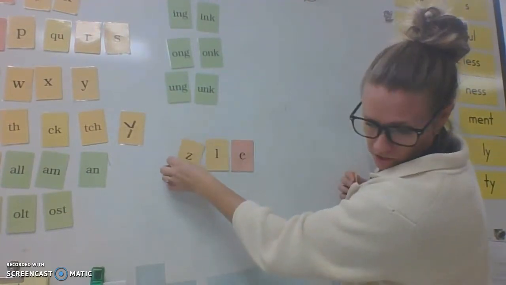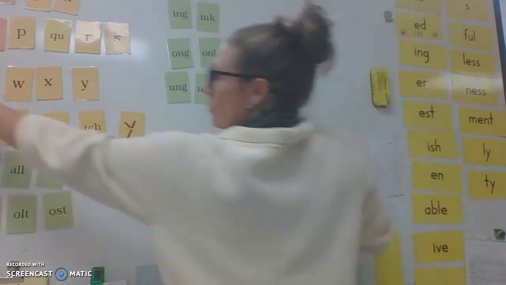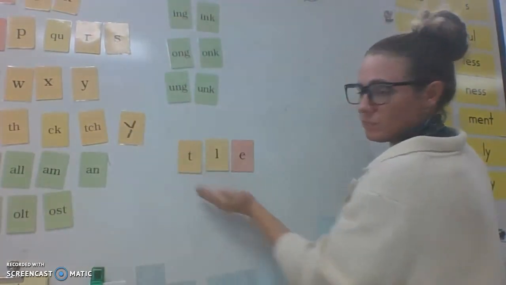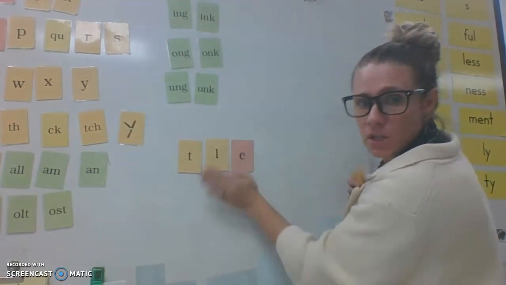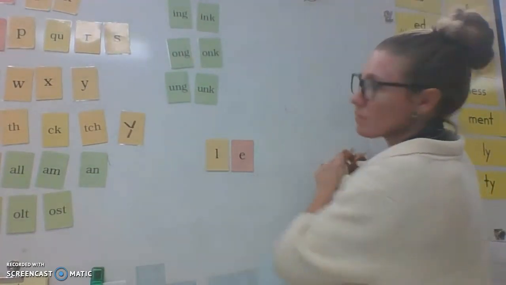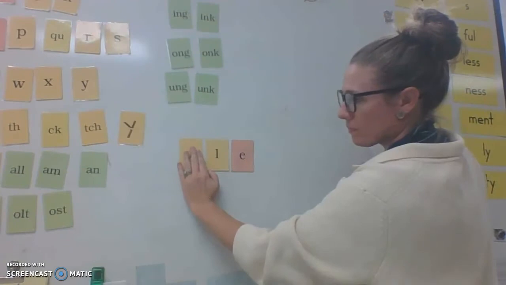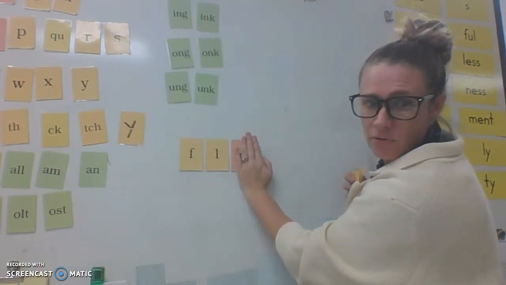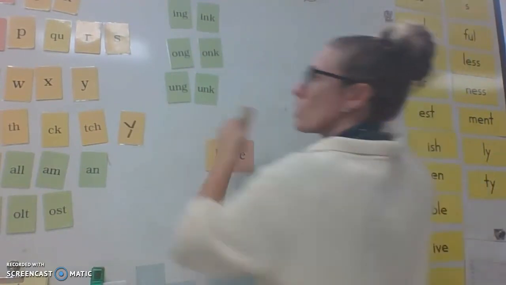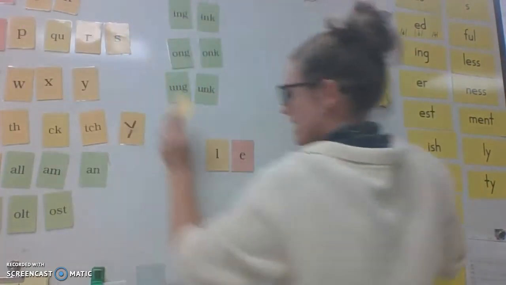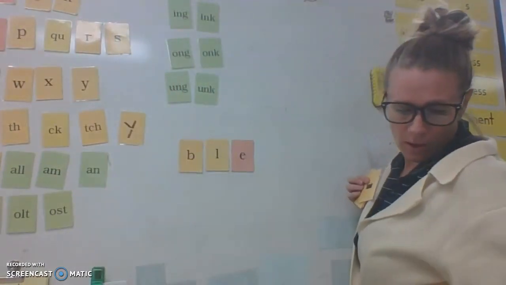Zul. Good. Just say the blend pretty much. What if it's a T? Tul. What if it's an F? Full. Good. What if it's a B? Bull.